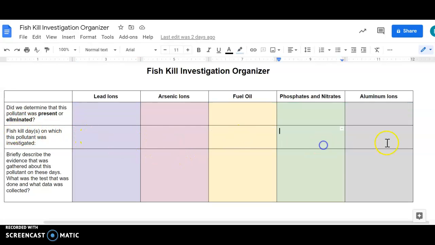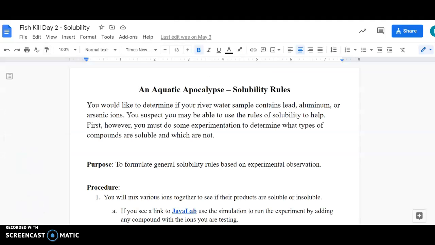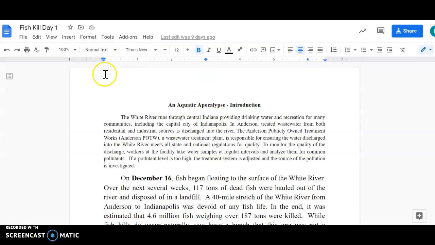Which fish kill, which day did we investigate it on? And then briefly describe evidence that was gathered about this pollutant on these days. So what type of evidence was it? Like, did it turn litmus paper red? Did it have a certain pH? Did it have certain ions present? Are certain ions insoluble? What was the test that was done in order to collect that data, and then what was the data collected? So we'll look at day 2 and day 1.